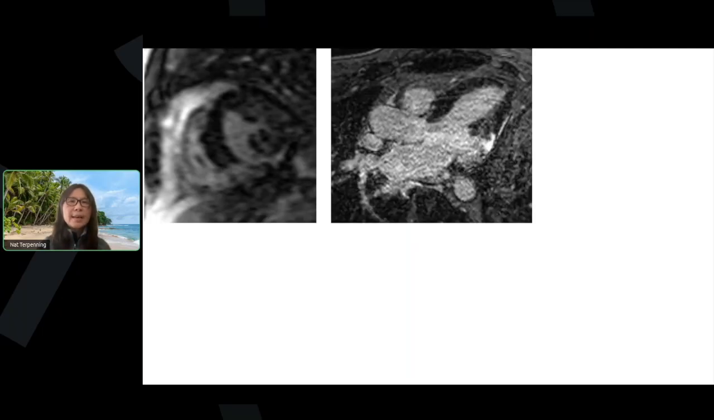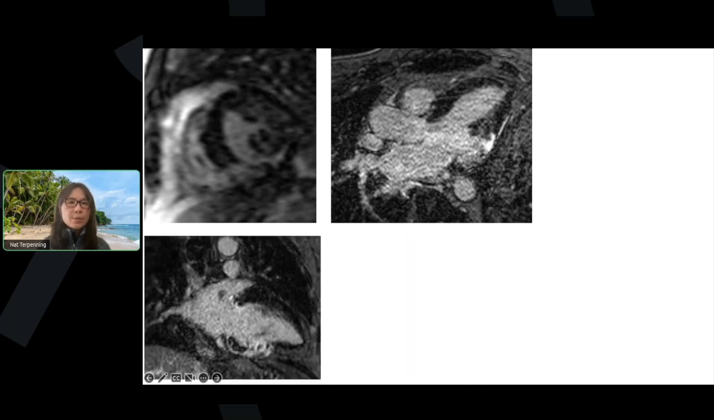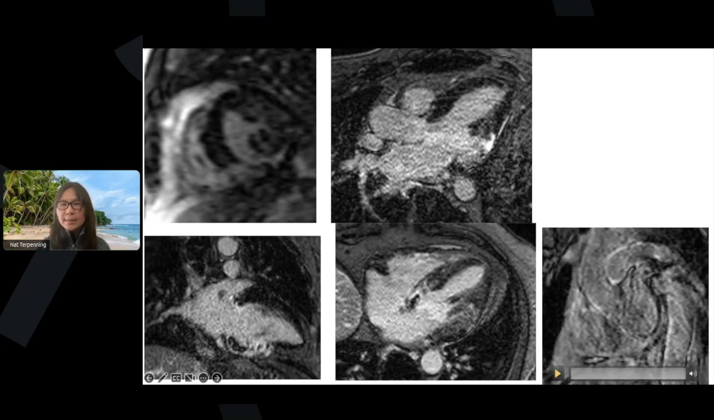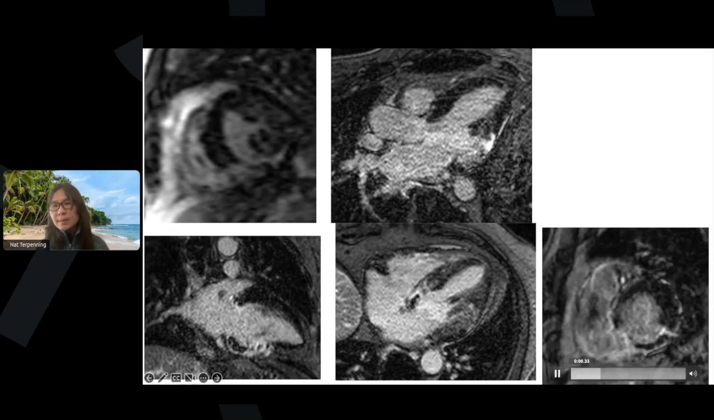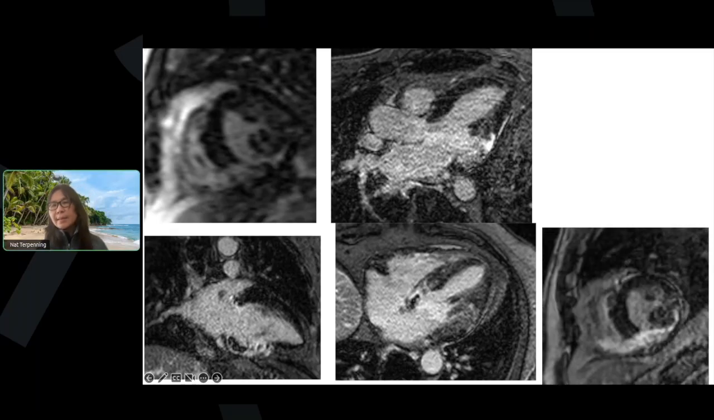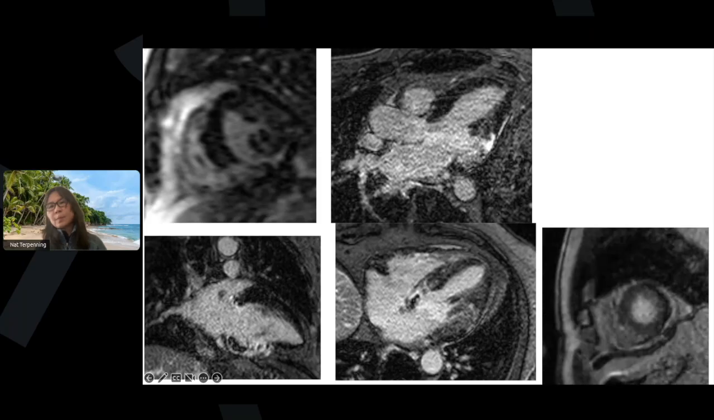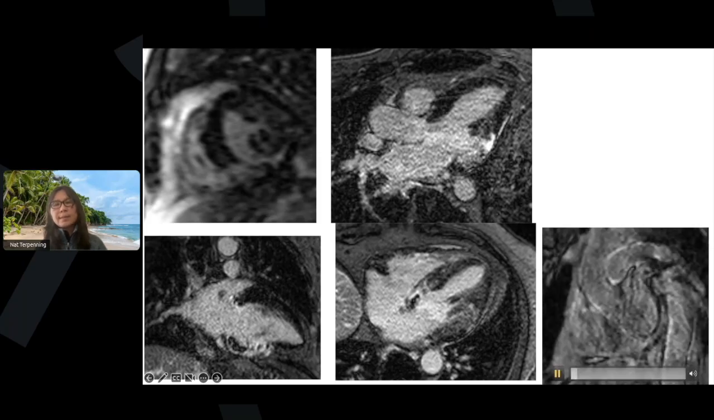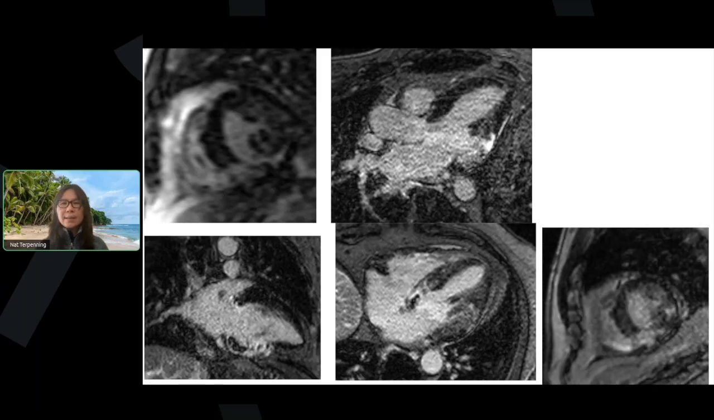So we did that. And this is my three-chamber view. This is my two-chamber view. This is my four-chamber view. And this is my short axis. Okay, I'm going to keep playing. You see it? Okay. All right. Playing.